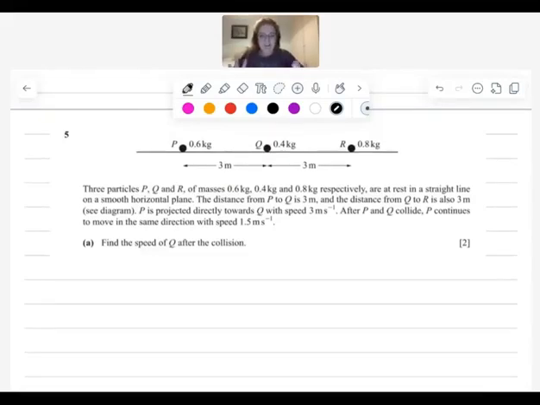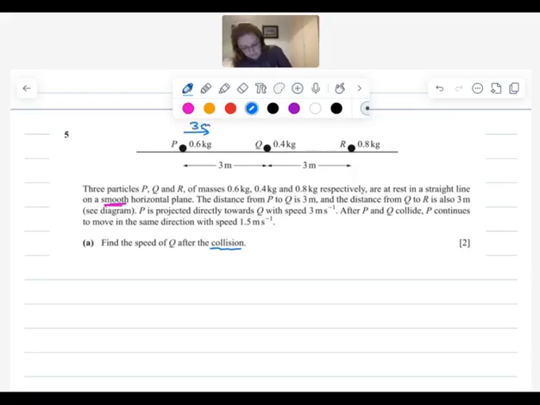Question 5. Immediately, this question makes me think of momentum, just by looking at it. But I can also spot the word collision there. Let's see what they have to say. Three particles, P, Q, and R, of mass 0.6, 0.4, and 0.8 respectively, are placed in a straight line on a smooth horizontal plane. Okay, this is wonderful news. It's smooth. The distance from P to Q is 3 meters, and the distance from Q to R is also 3 meters.